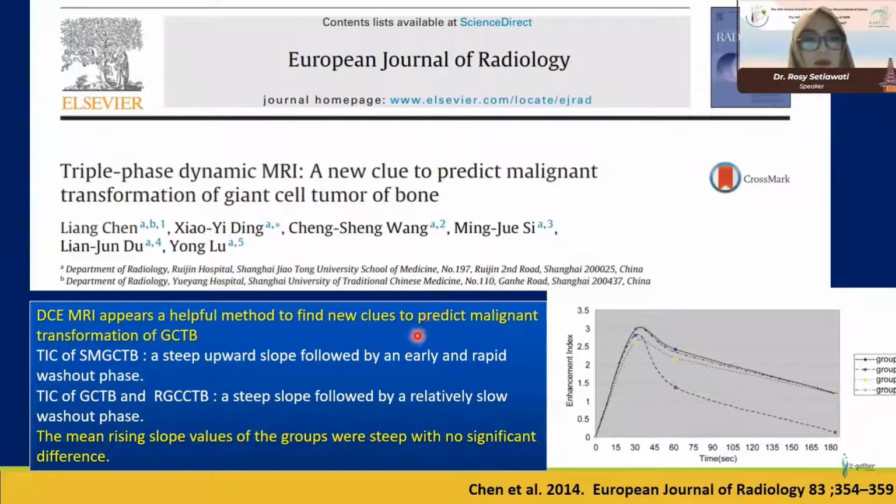That DCE MRI appears to be a helpful method to find new clues to predict malignant transformation in GCT, in that malignant GCT will show a steep upward slope followed by an early and rapid washout phase. Rather than that, the TIC of giant cell tumor and recurrent giant cell tumor shows a slower or lower steep slope followed by a relatively slow washout phase. But in this study, the mean slope values among the groups showed no significant differences.